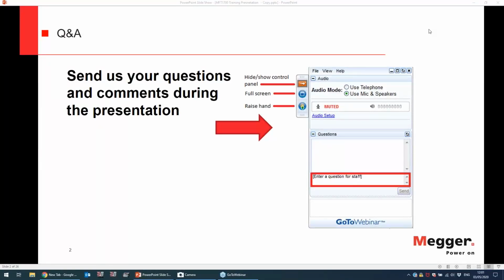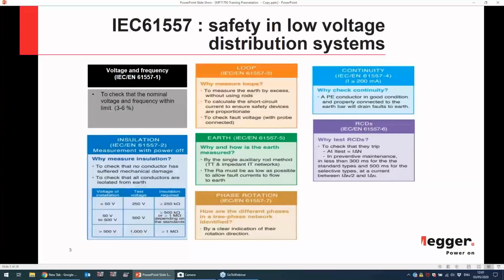Hello, everybody. Good morning, good afternoon, wherever you are. Today, we will talk about safety in low voltage distribution systems, or basically building and low voltage installation. In the slide in front of you, I'm showing you an example of a standard stating which tests need to be done and at which limit these tests are accepted or not accepted for the distribution system in buildings. This is just an example of a standard. There are many standards, British standard, IEC standard, American standard, to take these tests from, but basically most of them are similar in the way they present the tests.